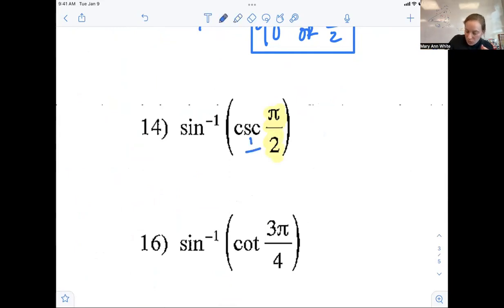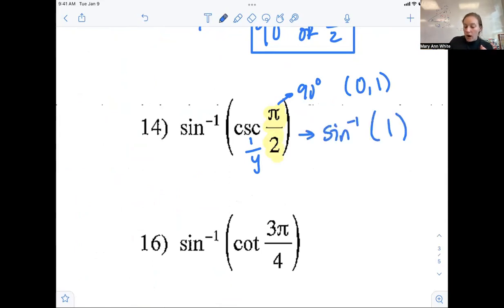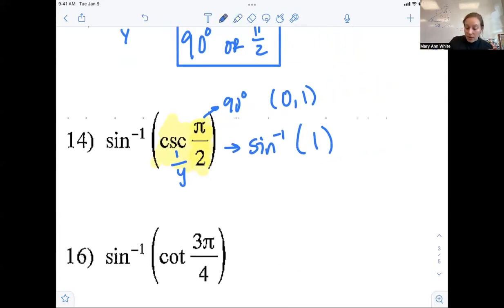So cosecant is 1 over y. My point of pi over 2, that's a 90 degree, and its coordinate point is 0, 1. So my cosecant is going to be 1 over 1. So I'm thinking about doing inverse sine of 1. This whole parentheses, cosecant of pi over 2, just breaks down to just 1. Now, though, I'm not done, because now I want to do inverse sine of 1. So I'm asking myself, where is my y 1? Oh, this just happens to be the exact same angle. It's going to be pi over 2 or 90 degrees.